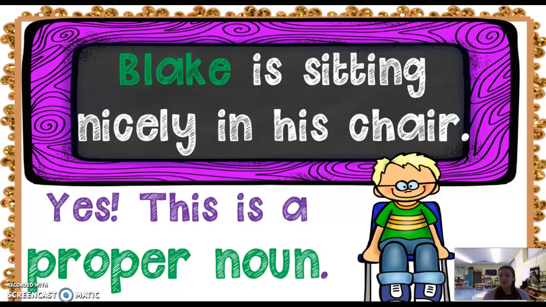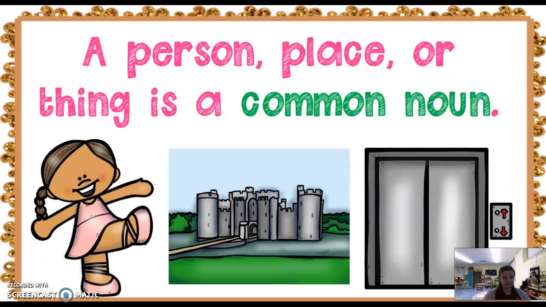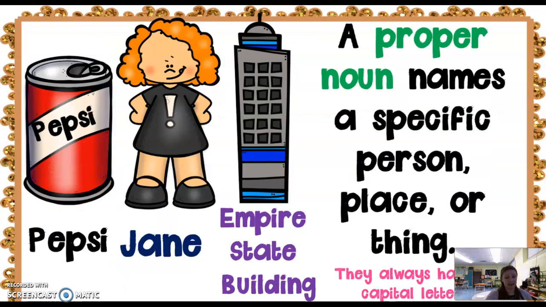This is a proper noun. Notice it doesn't just say the boy, it says, who is it? Blake. Blake is the name of a boy, so Blake is a proper noun. A person, a place, or a thing is what we would call a common noun. It's a regular old person, place, or thing. So if I said girl or boy, that would be a common noun. But if I said Jalea or Blake, that's a specific name and we call that something else.